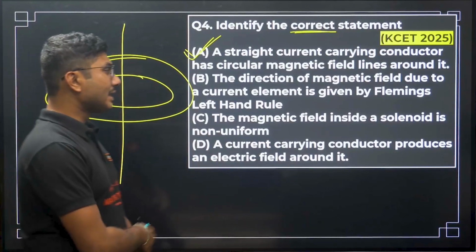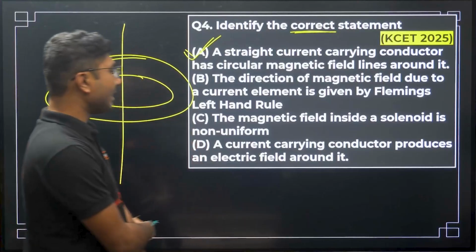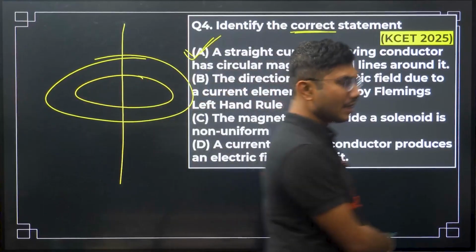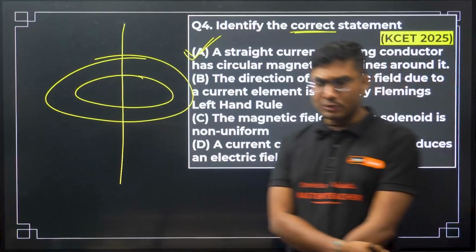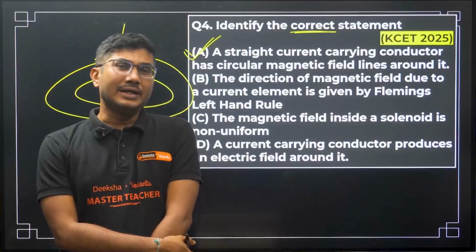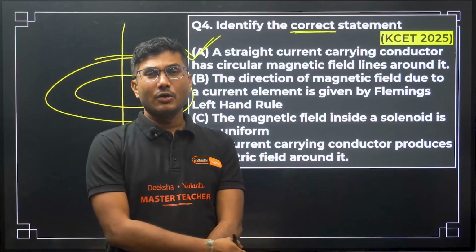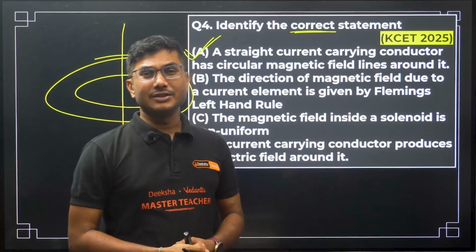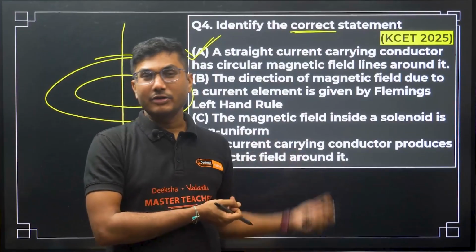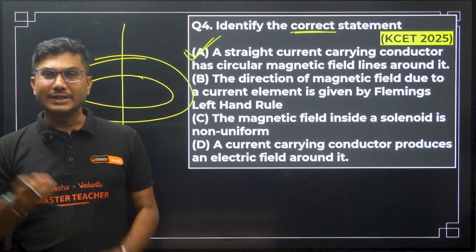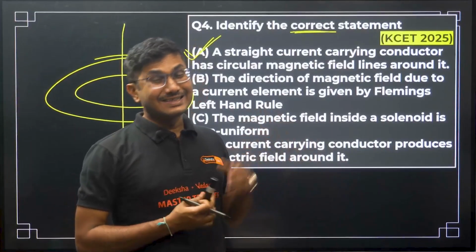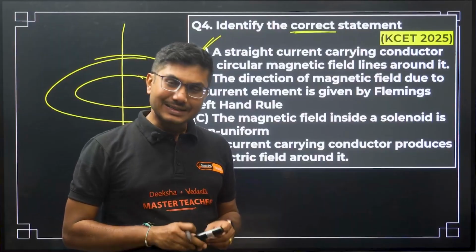A current carrying conductor produces an electric field around it. A current carrying conductor basically produces only a magnetic field, but the electric field is almost negligible because a conductor itself still remains neutral even if it is carrying current. Okay, because a conductor generally consists of atoms. An atom consists of electrons as well as protons. So even though it is carrying some electrons, electrically it still remains neutral.